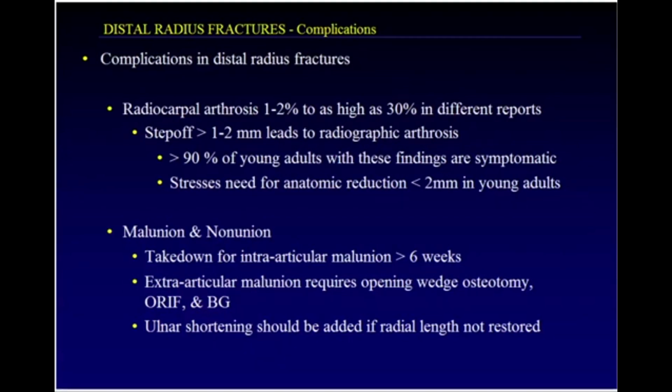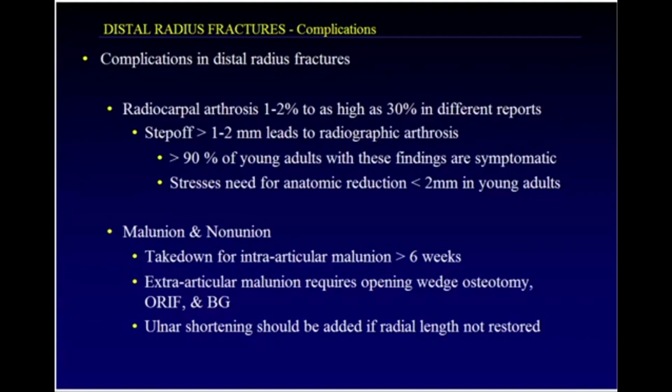The one thing that we do know is associated with an increased risk of radiocarpal arthrosis is inadequate articular reduction. So articular displacement greater than 1 to 2 millimeters will invariably lead to radiographic arthrosis. And if this occurs in a young adult patient, the vast majority of them, virtually 100% of them, are going to be symptomatic and are going to require some sort of salvage treatment. This, again, stresses the need for an anatomical reduction to reduce the articular surface, particularly in young patients.